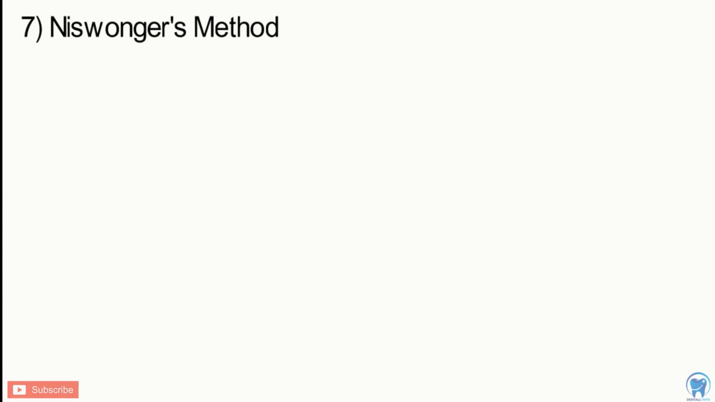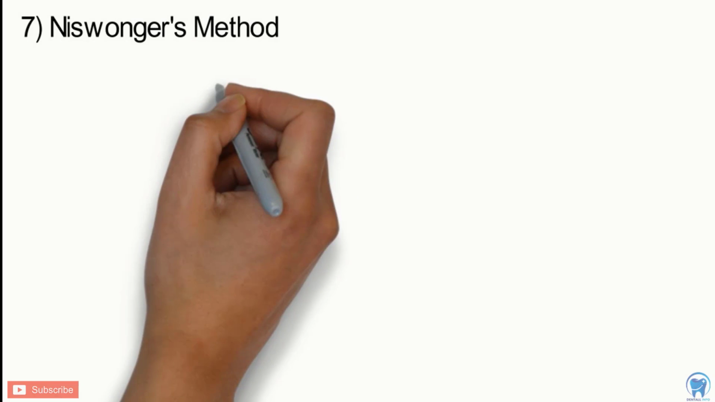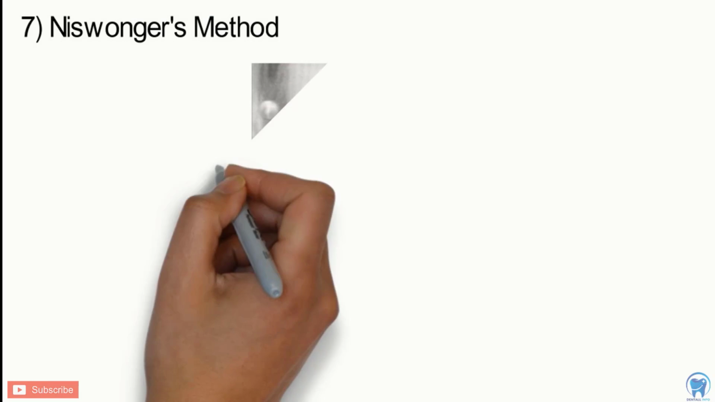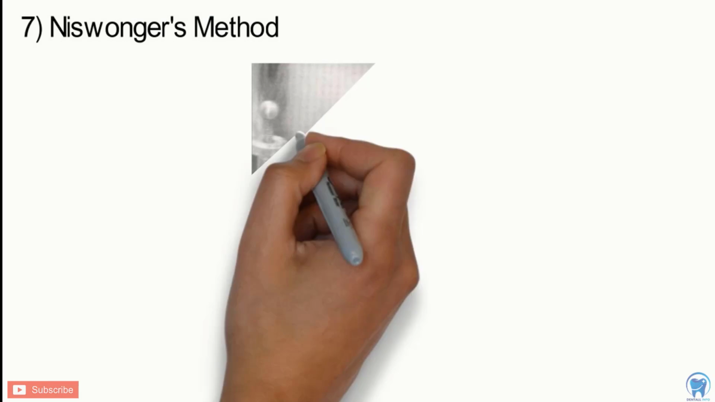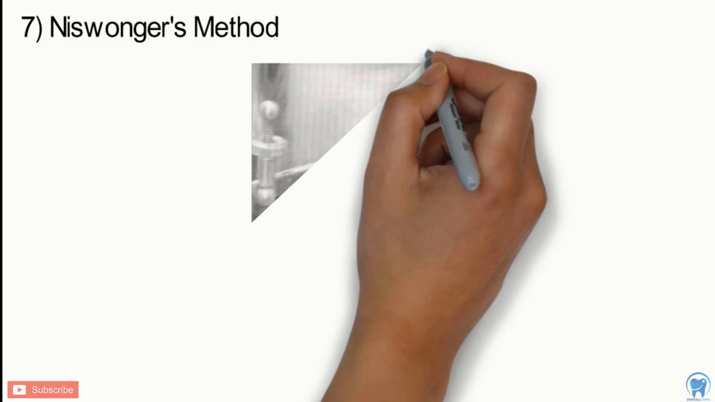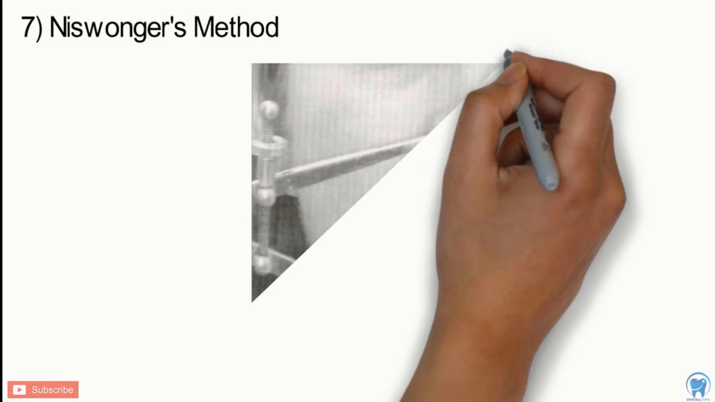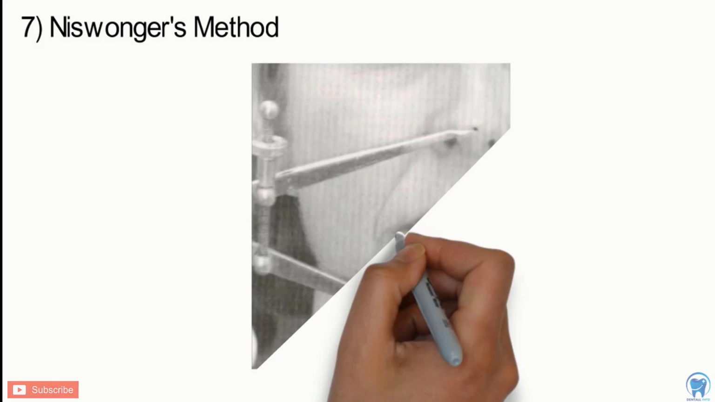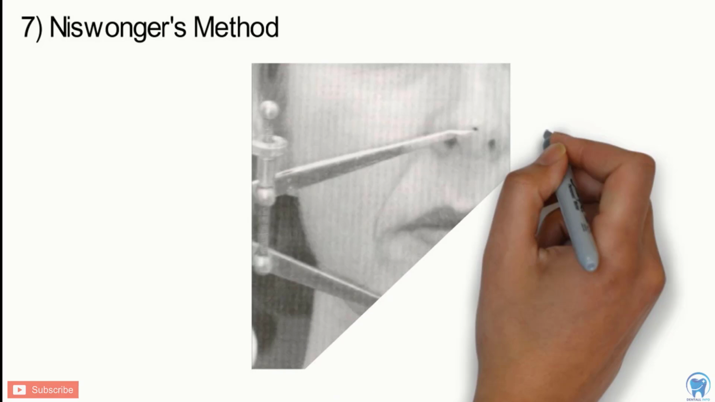The next is the most commonly used Niswonger's method. In this method, 2 marks are made, one on the tip of the nose and the other on the chin. The patient is told to speak words ending with the letter M. The distance between the 2 marks is then measured. Then the occlusal rims are placed intraorally and the distance is measured between the tips of the nose and the chin when the rims are touching occlusally.